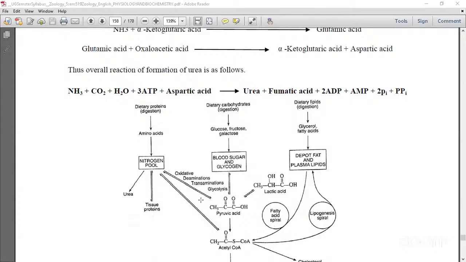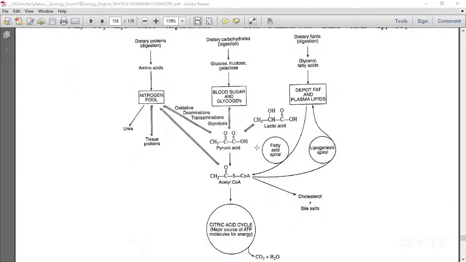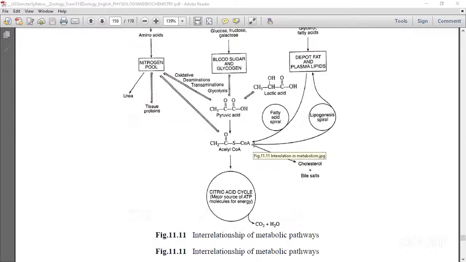Those enter into the glycolysis as pyruvic acid that is converted into the acetyl CoA. Here the nitrogen is converted into the pyruvic acid as well as acetyl CoA. Whichever pyruvic acid is released enters into the acetyl coenzyme cycle. There, acetyl CoA directly enters into the citric acid cycle where the energy is generated. This is how the interrelation of the metabolic pathways takes place.